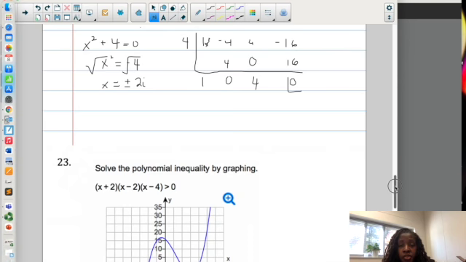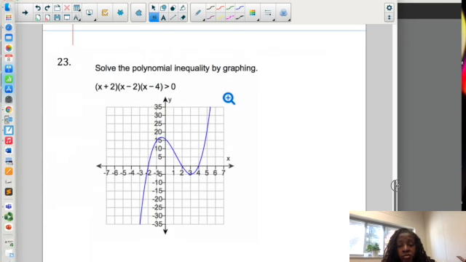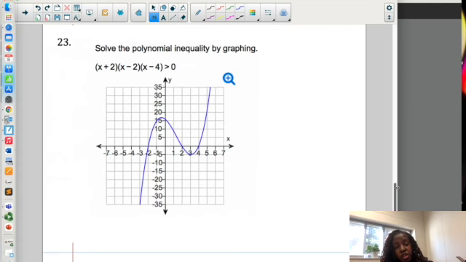All right, let's solve this polynomial by graphing. Now, this is a nice one. You'll see a picture. You're given x plus 2, which gives you a negative 2 root, x minus 2 gives you a positive 2 root, and x minus 4 gives you a positive 4 root.